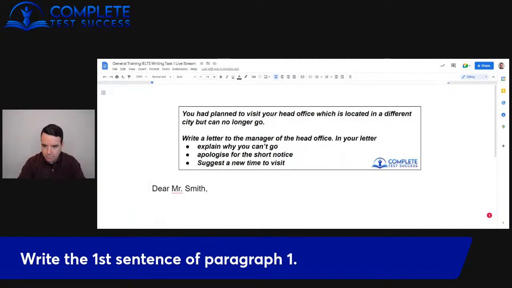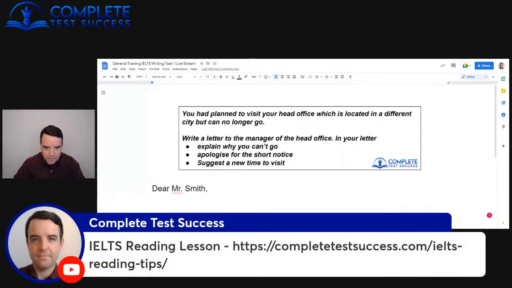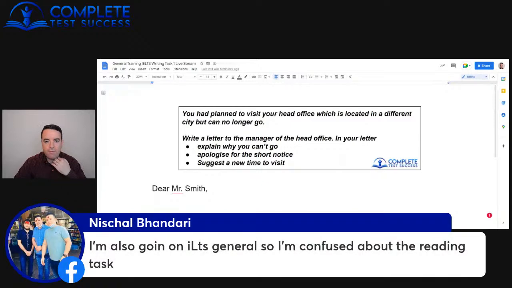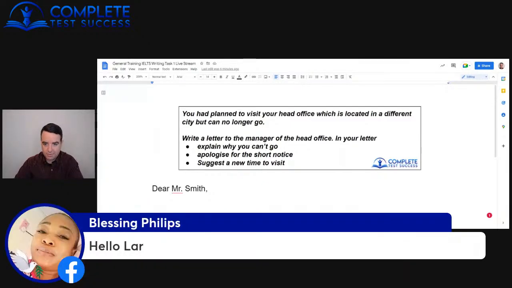So I'm going to stay focused on General IELTS Writing Task 1 today. But just because you've mentioned reading, just to give you a little bit of help, you'll find this link here in the comments for you. So it says IELTS reading lesson. You can just click on that. But for now, I'm going to stay focused on task 1. Today's lesson is for task 1.